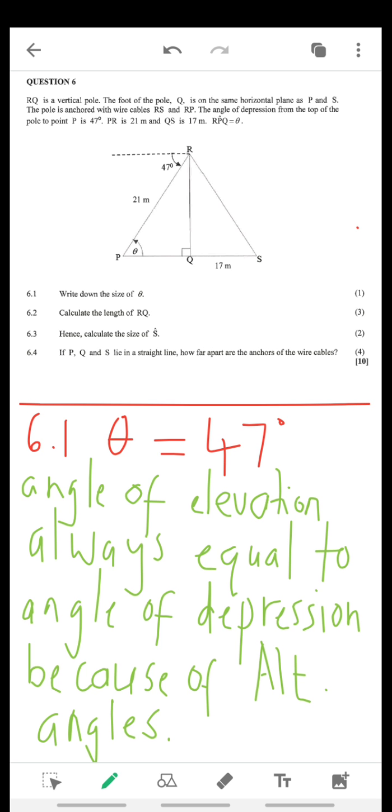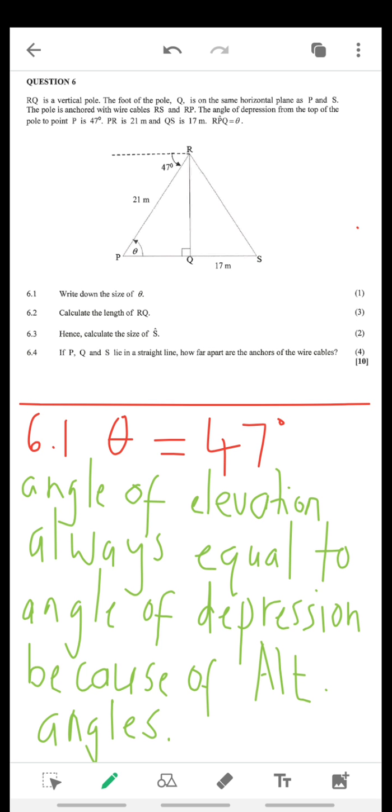Now, RQ is a vertical pole, as shown on the diagram. The foot of the pole Q is on the same horizontal plane as P and S. The pole is anchored with wire cables RS and RP. Meaning they give us the distance between PQ, QS, and PS.